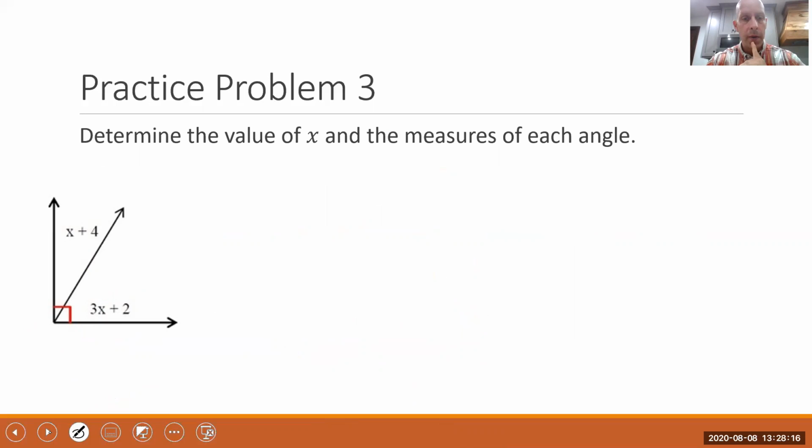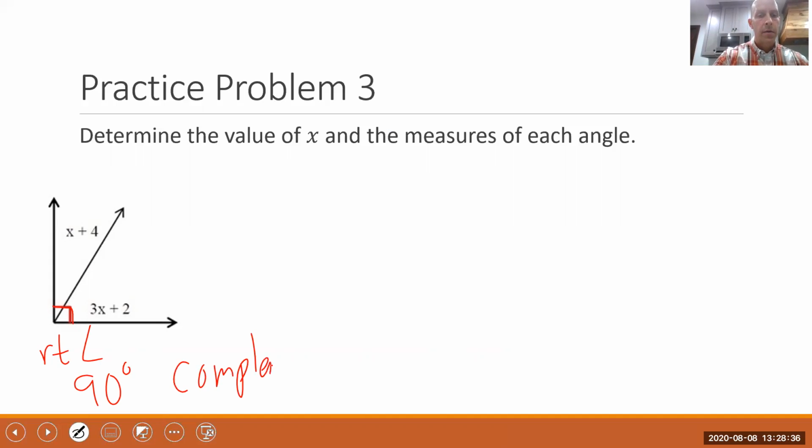We can do this one. This one, they gave me a picture. I think this little box tells me that this is a right angle. And if that's a right angle, I know it measures 90 degrees because that's the definition. And these two angles are going to be complementary, aren't they? Since they add up to 90 degrees. So I need to know that these two angles have to add up to 90. In other words, x plus 4 plus 3x plus 2 has to equal 90.